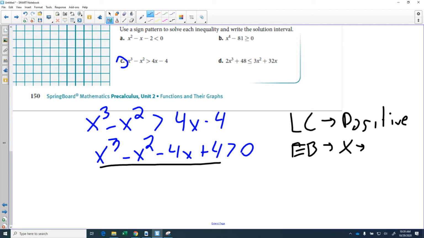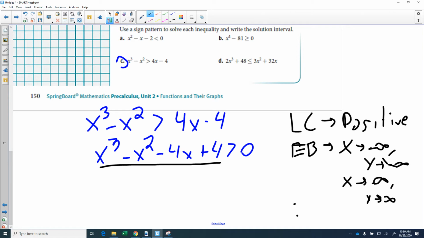So that means the left should be negative, and the right should be positive, all right? Because it's opposite signs. Let me get that negative sign there. And on top of it, because it is a positive leading coefficient, at the end of this problem, I should end with a positive answer, okay?